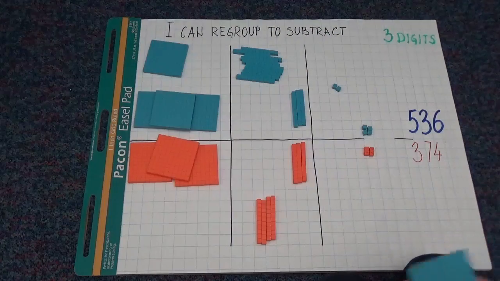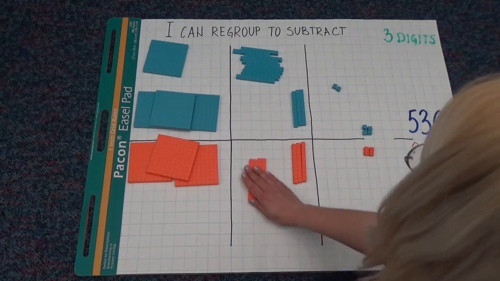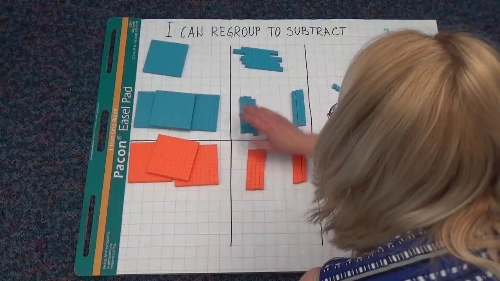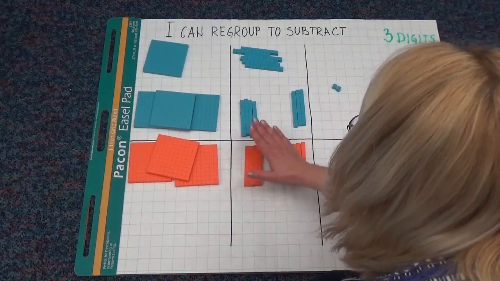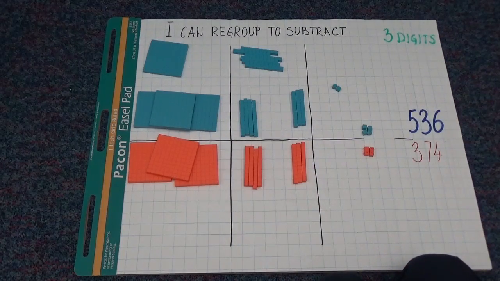Our rate of decomposing a higher order unit is always 10. We trade 100 for 10 tens, or 1 ten for 10 ones. Okay, so now can we match? Well, we can. So we matched 4 orange ones with 4 blue ones.